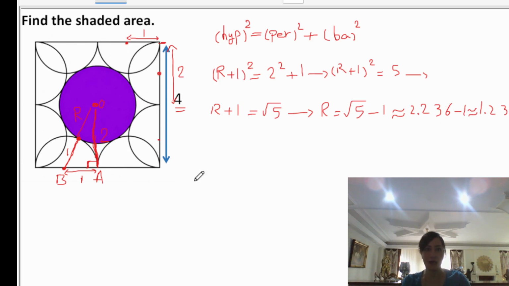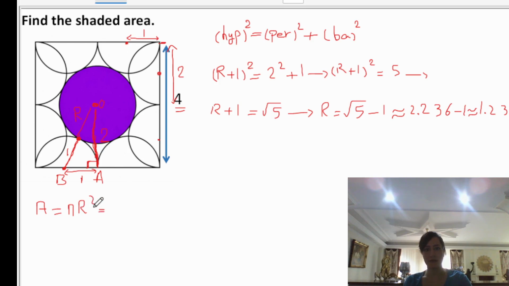Okay, I found r. I will go on to find the area of this circle. We know the area of this circle would be pi r squared. And the value of pi is almost 3.14. What's my r? Let me first write the formula. You have the formula here. I said the formula of the circle would be pi r squared.